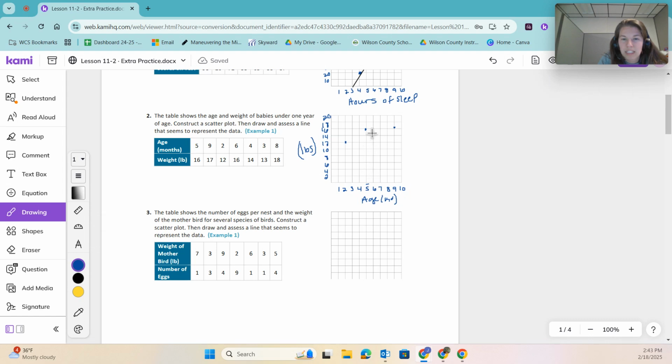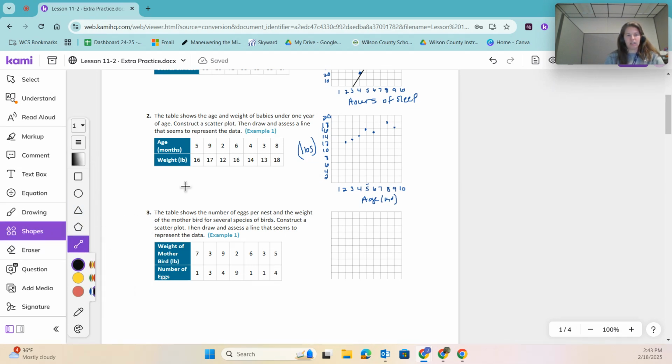6 months and 16 pounds. 4 months and 14 pounds. 3 months and 13 pounds. And 8 months and 18 pounds. Okay, again, a close to a linear relationship, positive.